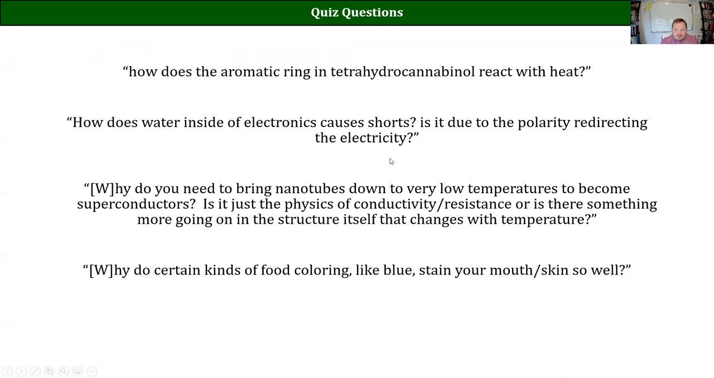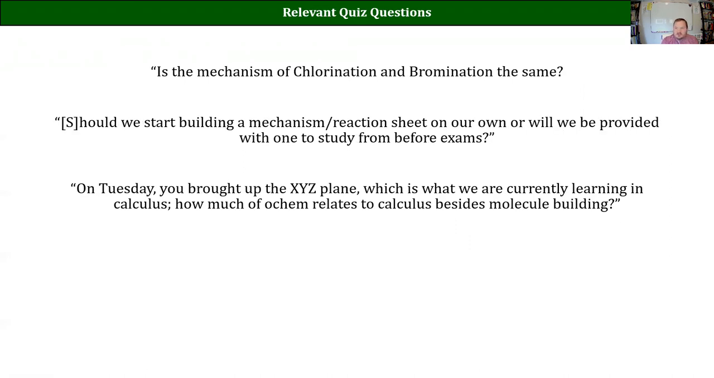We'll save these others since it was Emily and Adam that asked these and they're not here yet. So we'll answer those on Thursday if they're here.